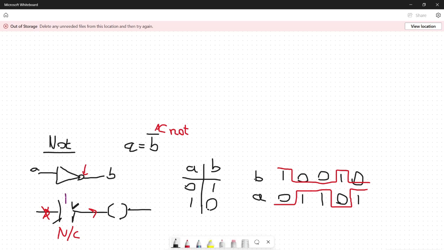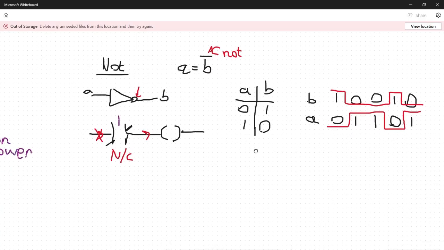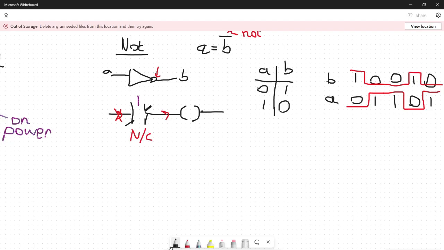Okay, now that's the simplest gate. Let's look at a more complicated one. We have something called an AND gate. Now, when you look at English, or when you look at probability actually, the term AND means two events have to happen at the same time.